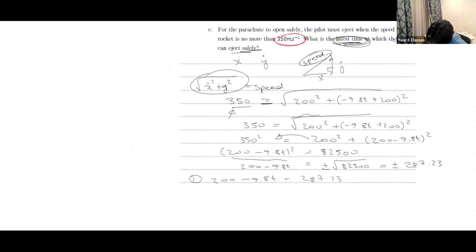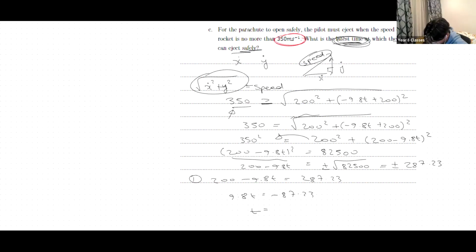HT equals 200, 287.23. So you get negative 87.23. Obviously, this can't be an answer because you're going to get negative time. So immediately know this can't be the one.